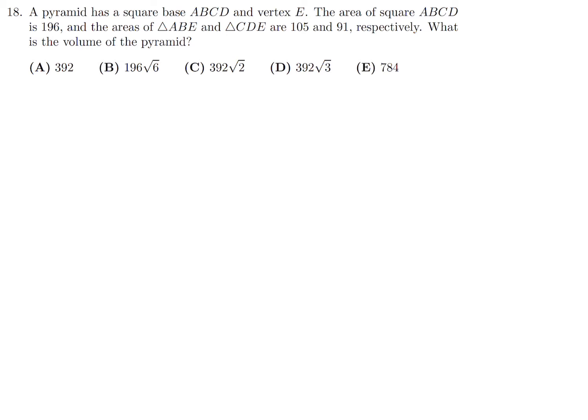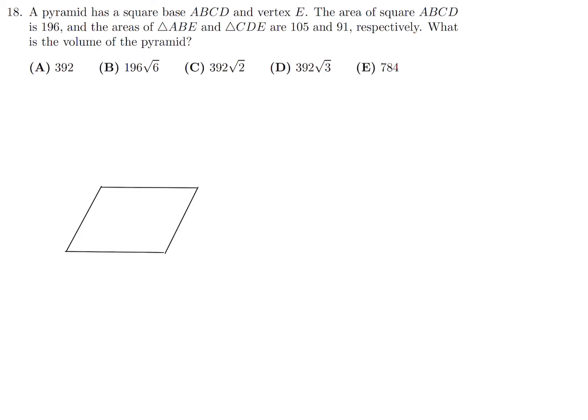A pyramid has a square base, ABCD, and vertex E. The area of square ABCD is 196, and the areas of triangle ABE and triangle CDE are 105 and 91 respectively. What is the volume of the pyramid? Of course, let's draw the diagram.